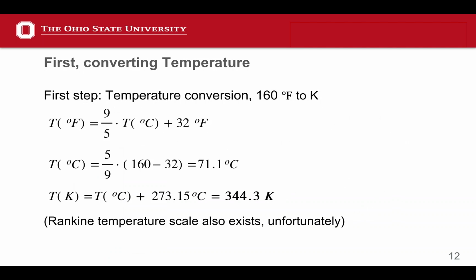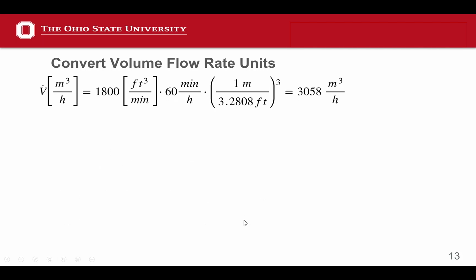But even before we do that, we'll want to convert temperature from the 160 Fahrenheit value we were given to Kelvin, which we'll need in order to apply the ideal gas law. There is an absolute temperature scale in Imperial units called Rankine, but I've never found much occasion to use it, so for this case we'll just find our temperature in Kelvin, which in this case will be 344.3. So now we do our volume flow rate conversion, shown at the top here, and we come out with a value of 3,058 cubic meters per hour.